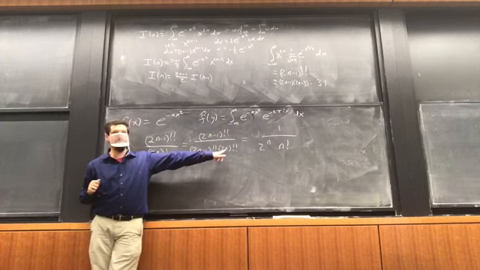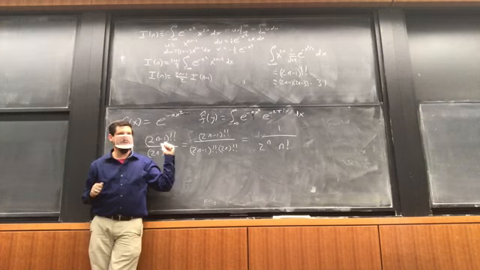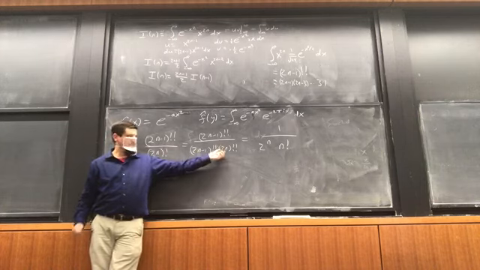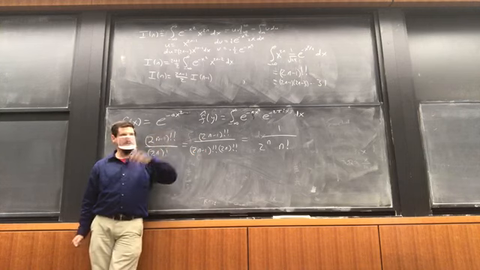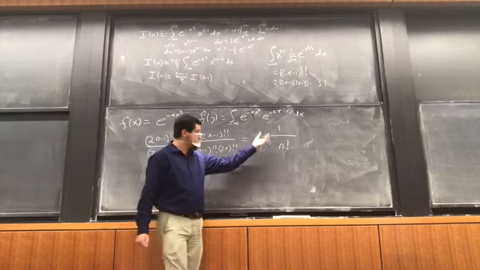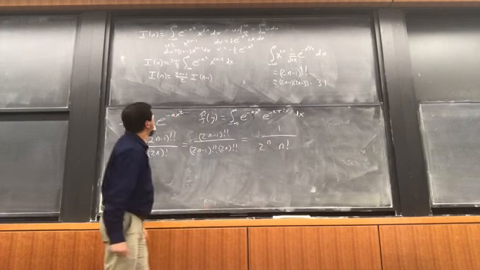Because all the terms here are even, for each term I pull out a 2. I have 2n, 2n minus 2, 2n minus 4, 2n minus 6. It's 2 times n, 2 times (n minus 1), 2 times (n minus 2). So this simplifies to 1 over 2 to the n, n factorial.